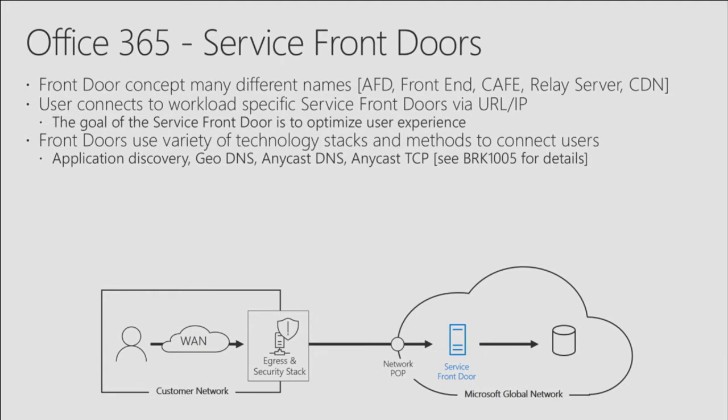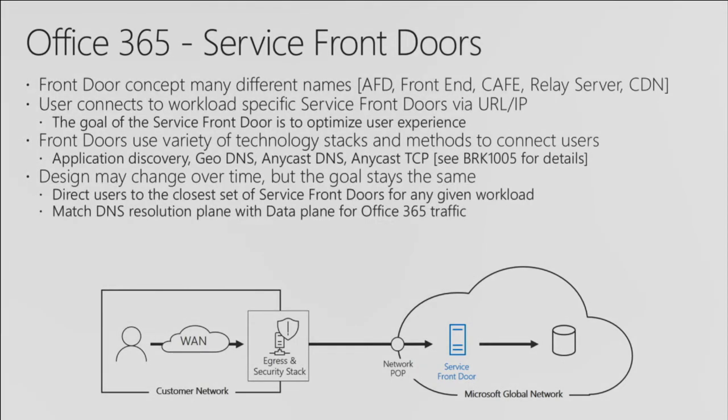So don't worry about the differences in technologies. You can solve this equation with one common principle. Design your network so that the users connect as quickly and with as little overhead as possible to the nearest service front door for the given workload. And because a lot of the technologies that the front doors are using, ranging from Anycast DNS, Anycast TCP, GeoDNS, and application discovery, somehow get tied to name resolution, in order to take the best advantage of the front door proximity, we recommend that the name resolution plane also matches the data egress plane. With those two principles, you're taking full advantage of Microsoft's investment in the front door technology.